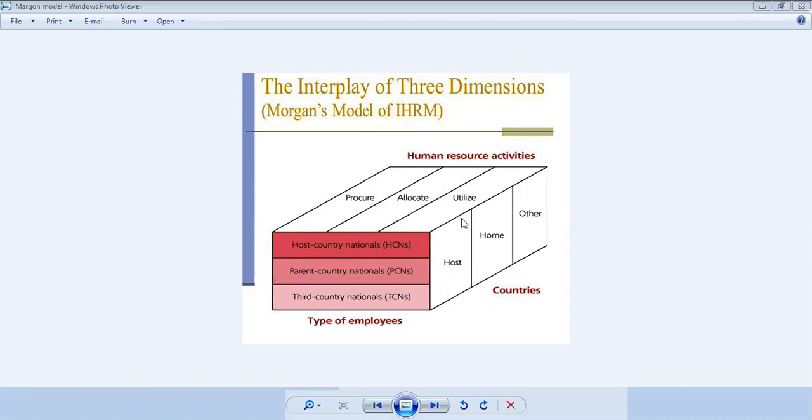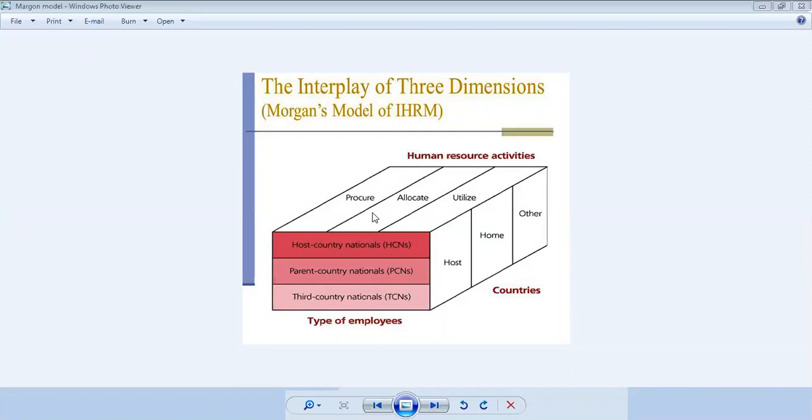this figure is divided into three different parts. One is showing the type of employees who are working in the IHRM. Another one is the different activities which are conducted by the HR persons in international human resource management, and the different types of countries involved in IHRM. So let's start by discussing the HR activities.